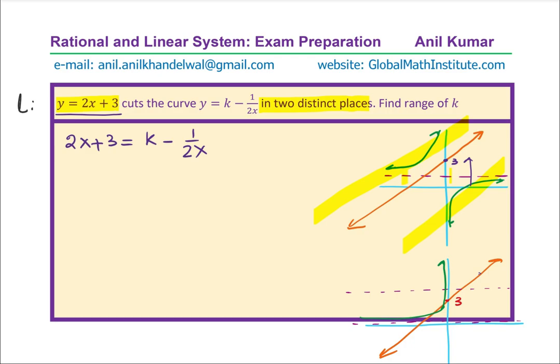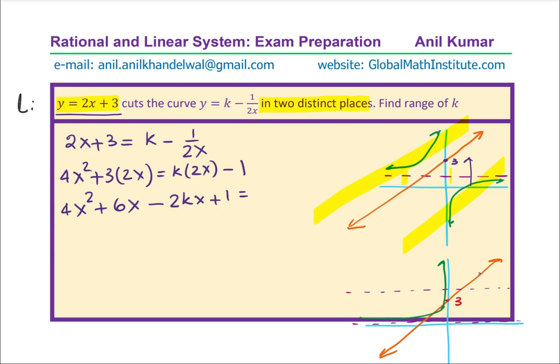So in that case, if I multiply everything by 2x, it could be written as 4x squared plus 3 times 2x equals k times 2x minus 1. Now bringing all the terms together, we could write 4x squared plus 6x minus 2kx plus 1 equals 0.